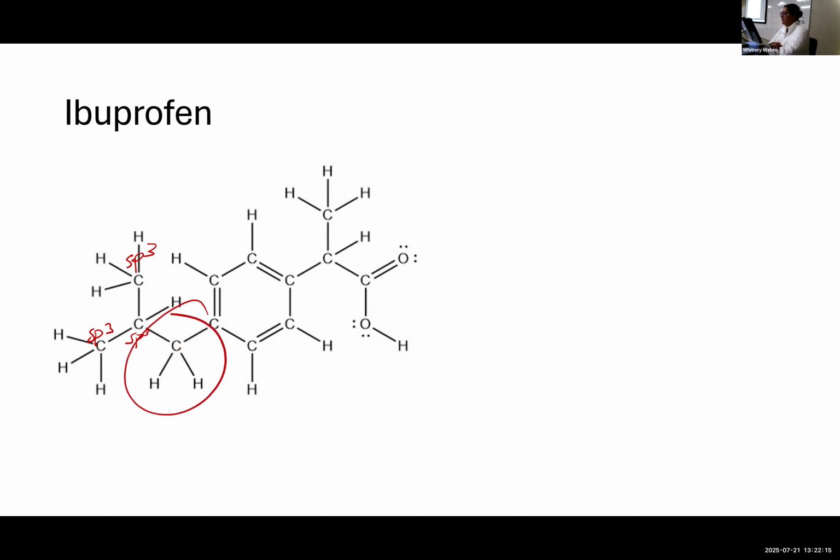What about this carbon? Tetrahedral, sp3. Let's focus on this carbon. How many things attached? 3. Trigonal planar. What hybridization? sp2. So all of these in this little circle thingy are sp2, sp2, sp2, sp2, sp2. This one, already did that one, sp3.